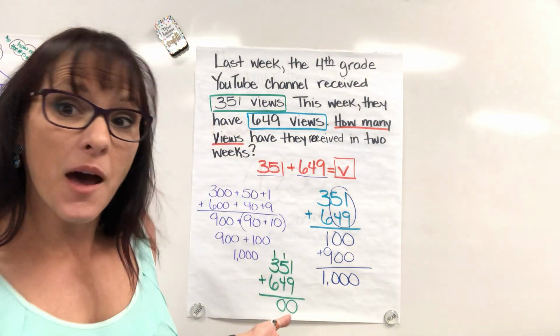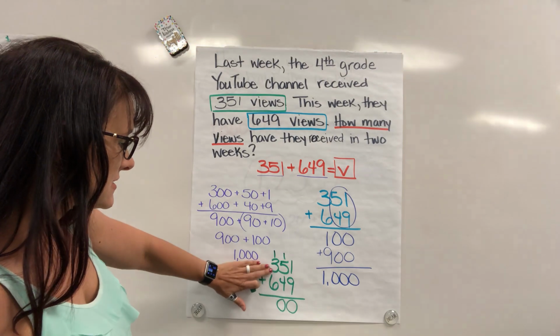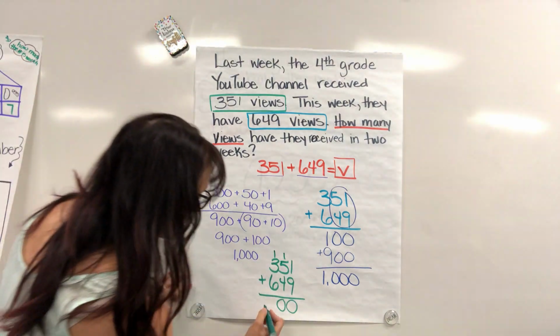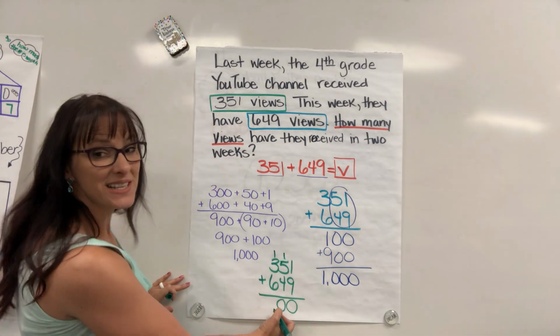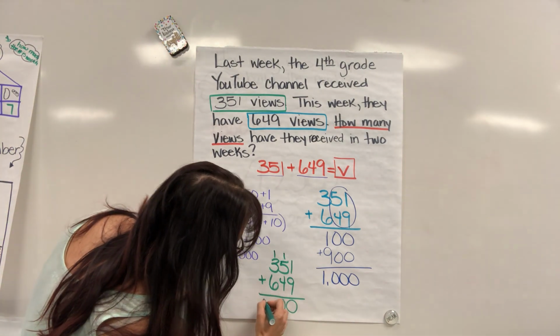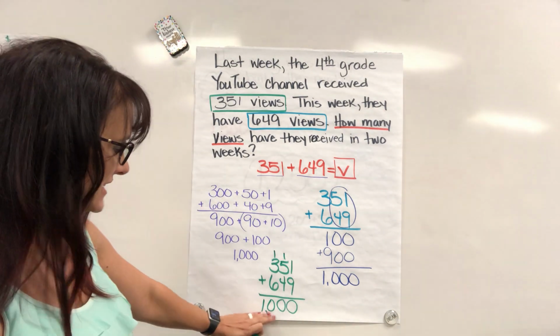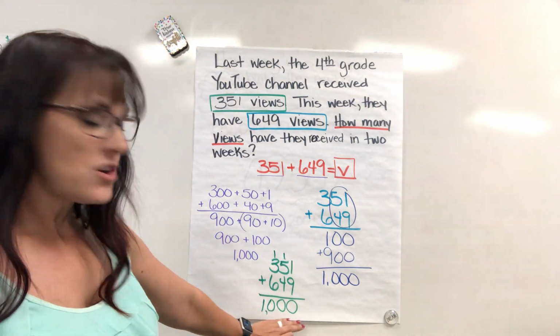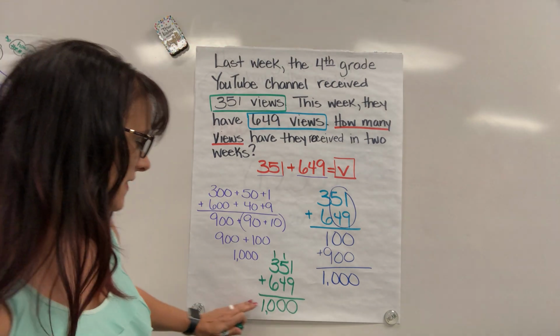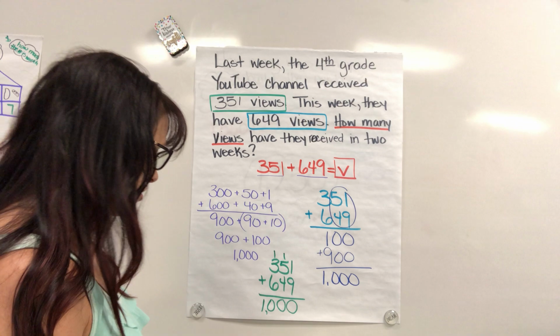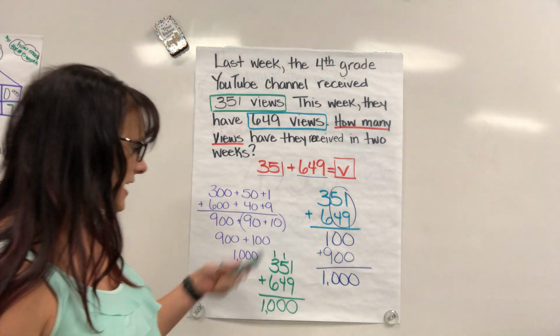Now I can just add up my hundreds. 6, 7, 8, 9, 10. 10 hundreds is 1,000. So I can't just put 1 because that's 100. So I have to put that there. So that's showing 10 hundreds, no 10s, no 1s. That is 1,000.